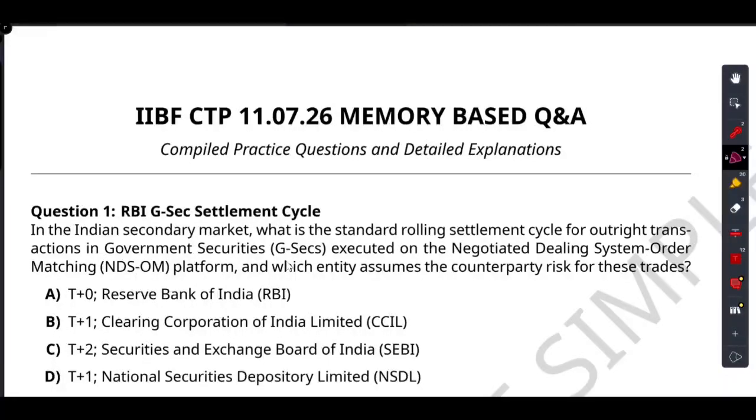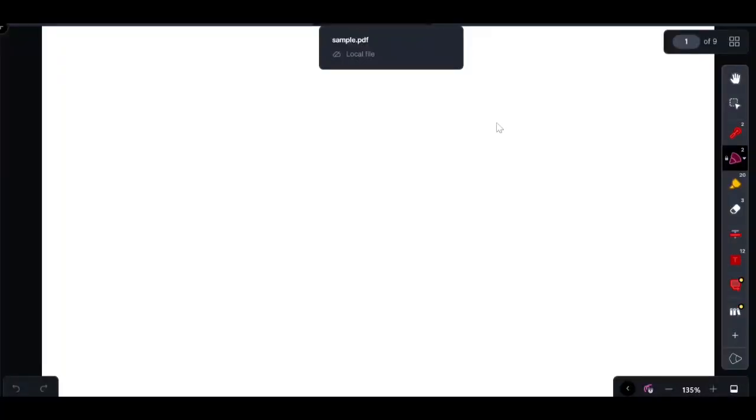So let's get started with our very first question which was asked in the examination. The question is, in the Indian secondary market, what is the standard rolling settlement cycle for outright transactions in government securities executed on the Negotiated Dealing System order matching platform, and which entity assumes the counterparty risk for these trades? Options they have given. Friends, let me answer this question.